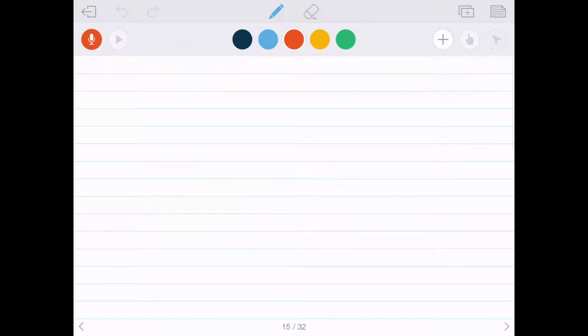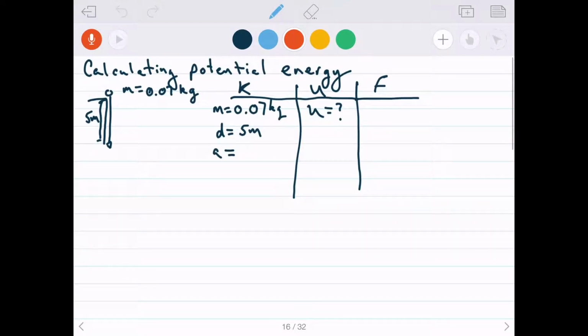Okay? So let's take a look at our first example problem. Calculating potential energy. We have our egg, which we said when we looked it up for our egg drop experiment has a mass of approximately 0.07 kilograms, and we're going to drop it from a 5-meter height, which is where the railing was of our balcony. And we're going to drop it. What is the potential energy of the egg?